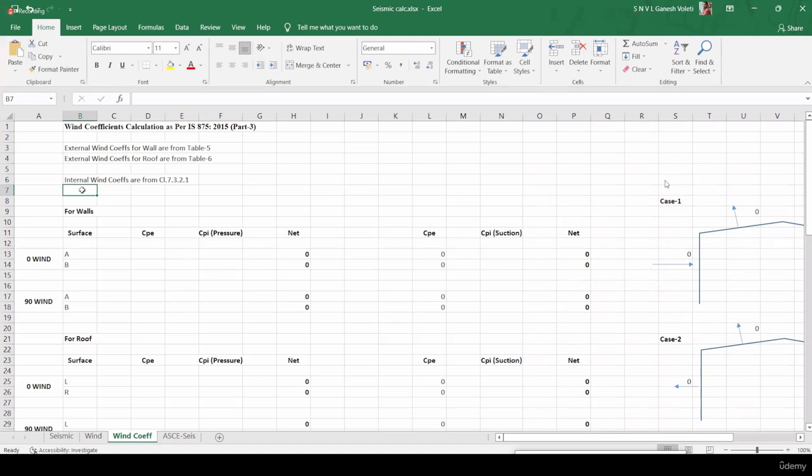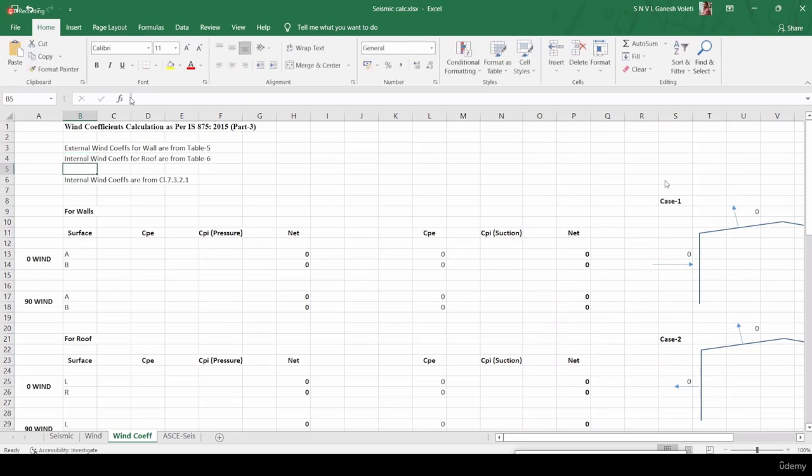We cannot apply wind load directly onto the surface of the structure, so we have to use some coefficients. Those can be called wind coefficients, and there are clauses and tables for them in IS 875 Part 3. Basically, there are two types of wind coefficients we'll use: one is external and the other is internal wind coefficients.